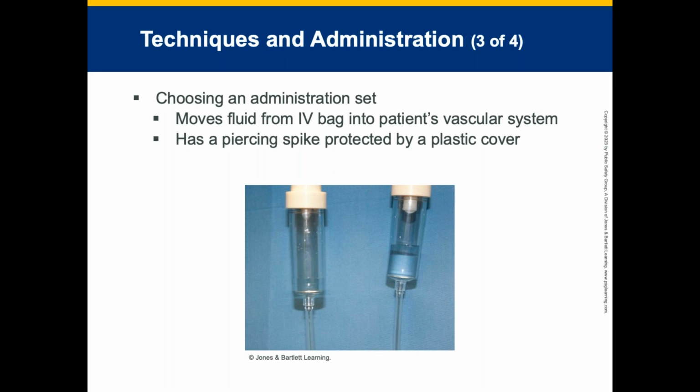We have 10s, 15s, and 20 mL sets. Those are called macro drip sets. Then we have the ones that have a little needle inside. Those are called micro drip sets. Those are 60 drops per mL versus macro sets, which would be 10, 15, sometimes they even have 20s.